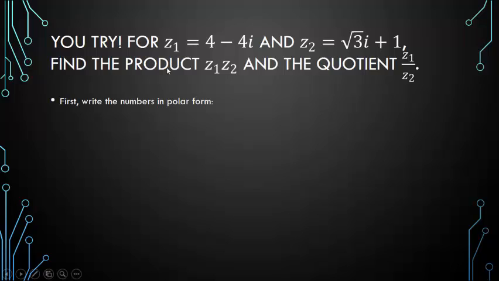Firstly, you need to write the numbers in polar form. You could, of course, multiply these out in rectangular form: 4 minus 4i times the square root of 3 plus i. You would take 4 times the square root of 3i, you'd have a negative 4 square root of 3i, and i squared, etc. What we want to do, though, is see the benefit of using polar form. So we are going to write these numbers in polar form first. Fortunately, we did the first one earlier, and then we're also going to look at the square root of 3 plus i.